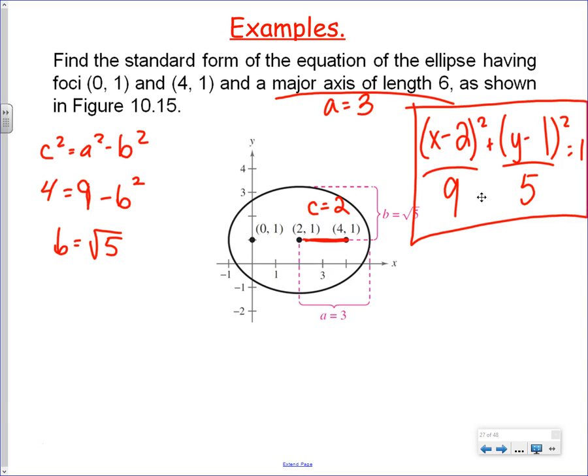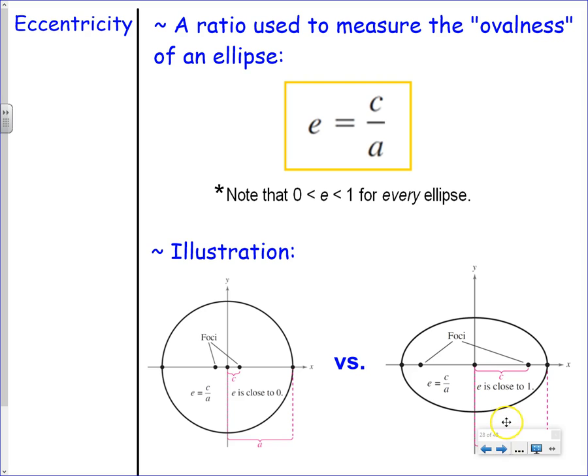That was from halfway between the foci. Yeah, we had to use the formula for C, right? So C squared equals A squared minus B squared, a little different than what we're used to with Pythagorean, but we're not doing right triangles anymore. And then we solved by plugging in our C equals 2 and squaring it, plugging in our A equals 3 and squaring it, and then just solving.